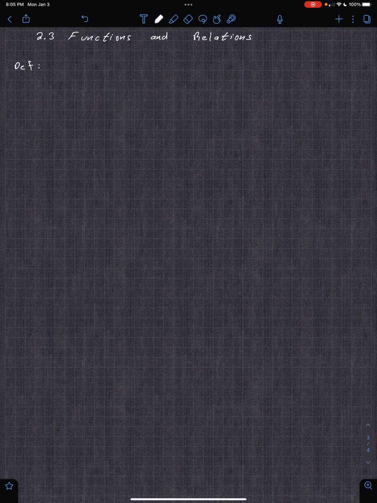2.3 is on functions and relations. We will mostly focus on functions. That's what we use to define a lot of things in mathematics. This is presented a little different than the book. I like to define a function first, and then the relation is just a concept we'll look at as we go. So write this definition down.